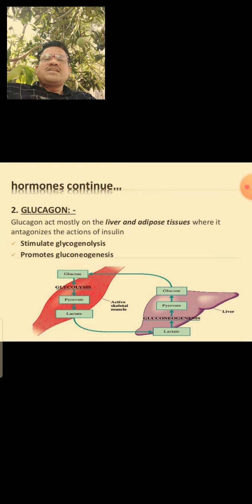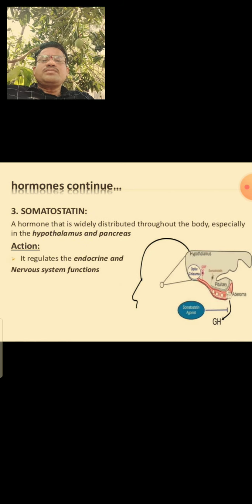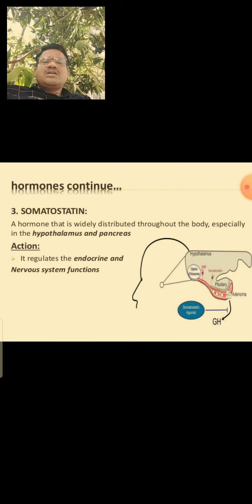Glucagon. Alpha cells secrete the glucagon hormone. Generally, the glucagon hormone stimulates glycogenolysis and promotes gluconeogenesis. Gluconeogenesis means new glucose molecules are produced. Next, delta cells secrete somatostatin. The somatostatin hormone is widely distributed throughout the body, especially in the hypothalamus and pancreas. It regulates the functions of the endocrine and nervous systems.